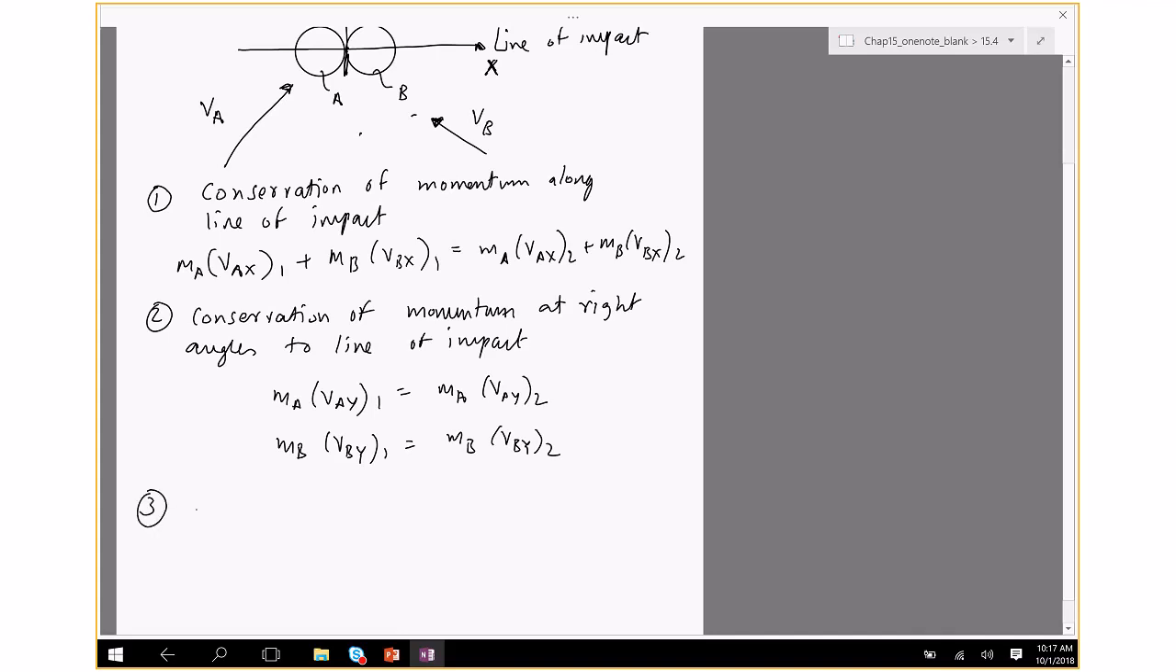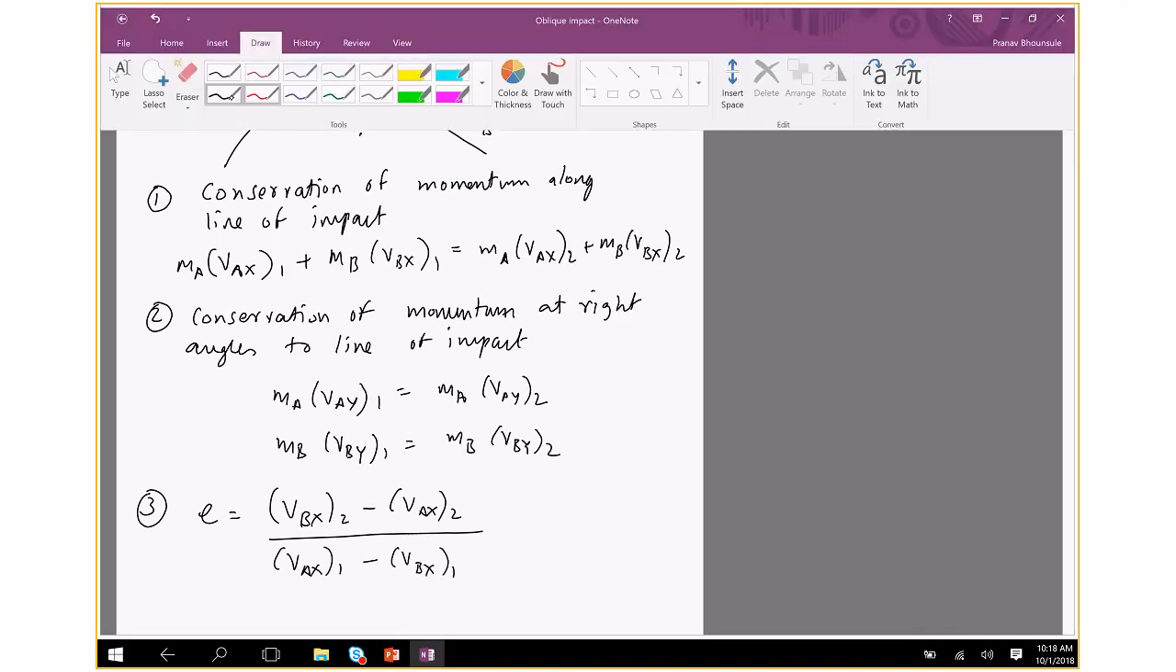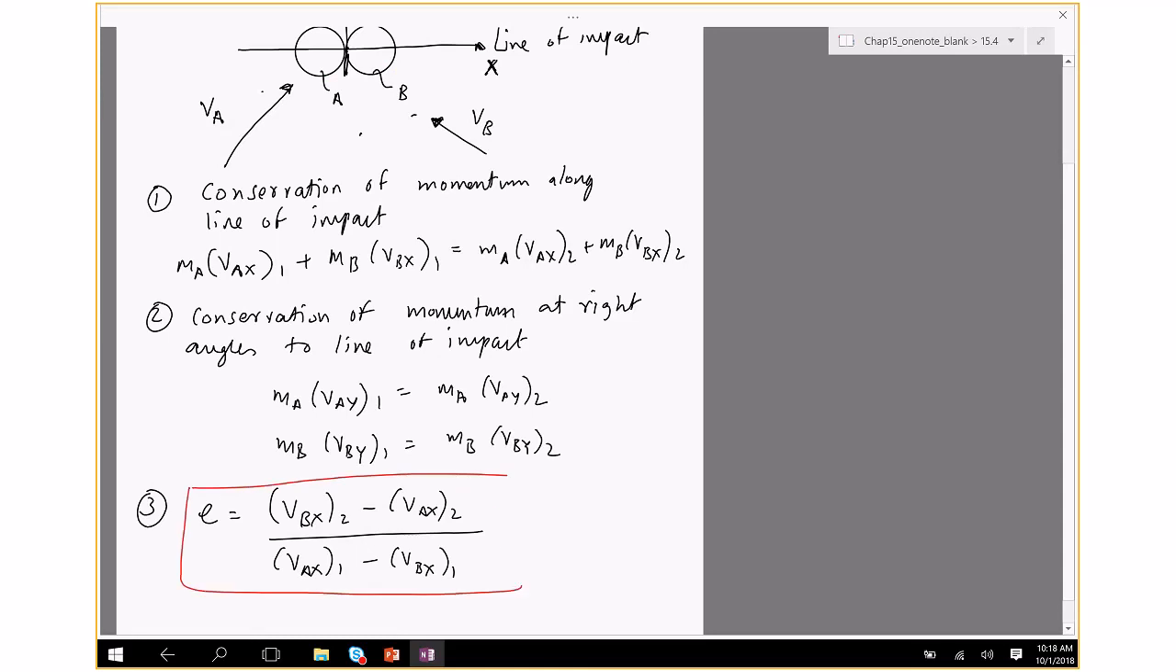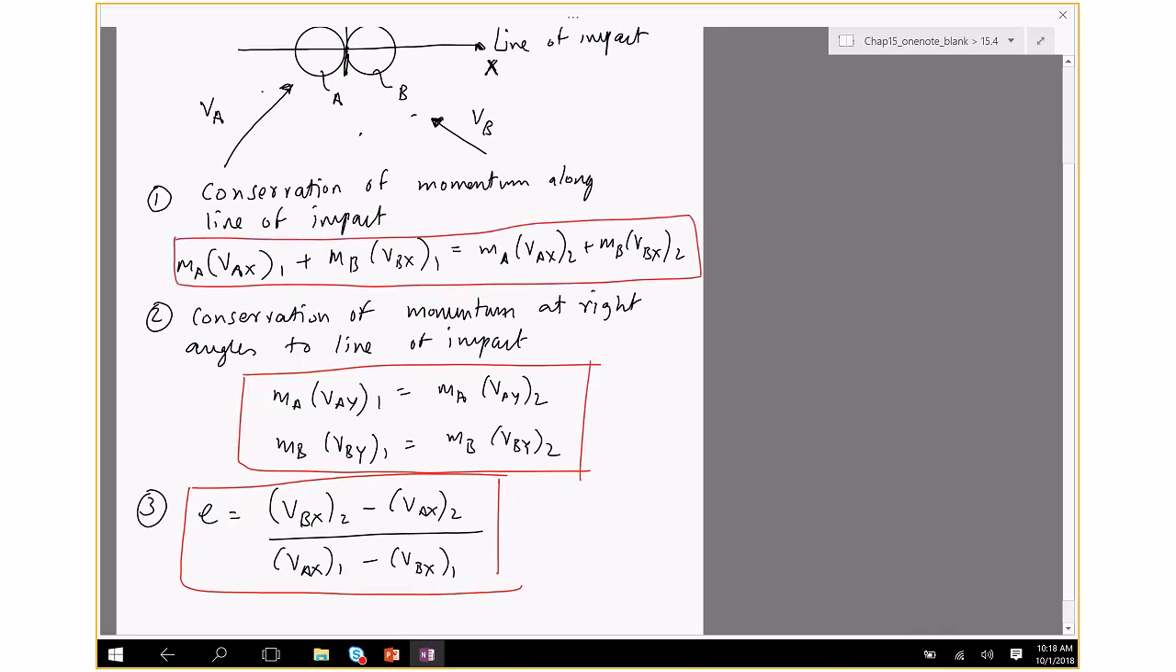So this is a consequence of assuming there's no frictional impulse. And the fourth one comes from the coefficient of restitution, which states that e equals VBX2 minus VAX2 divided by VAX1 minus VBX1. So those are the four equations which will help us solve for the four unknowns, which are the velocities of A and B in the x and y direction after impact.